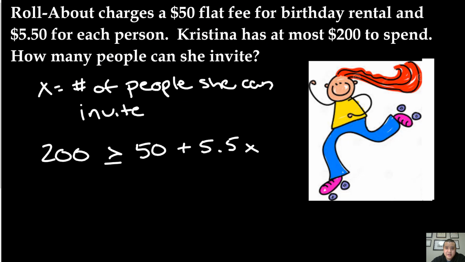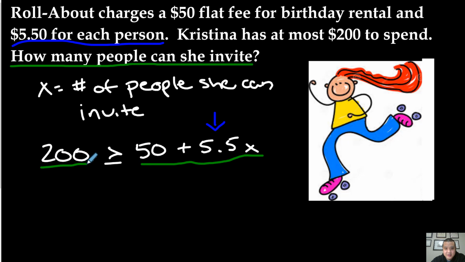What you should have done is found that x equals the number of people she can invite, because that's what we are looking for. Okay, the unit rate is $5.50 for each person, so that is going to be our coefficient. And she has at most $200 to spend, which means that she can spend exactly $200, so that's why we're doing the greater than or equal to sign. So this is the amount that she actually spends. This must be less than the amount that she actually has.